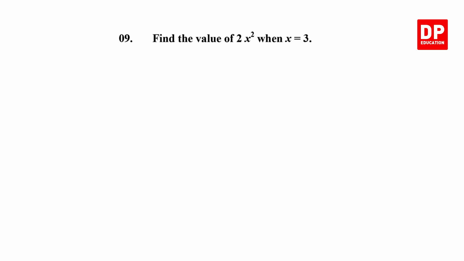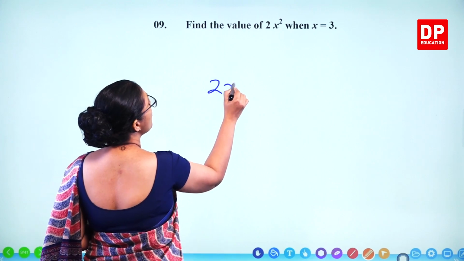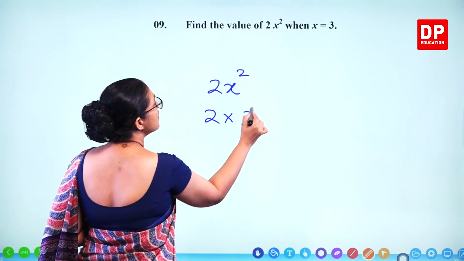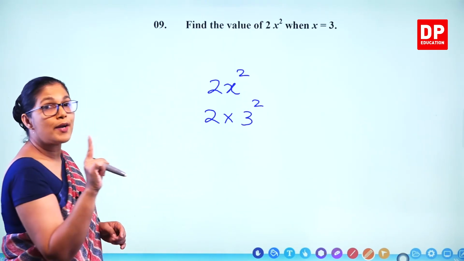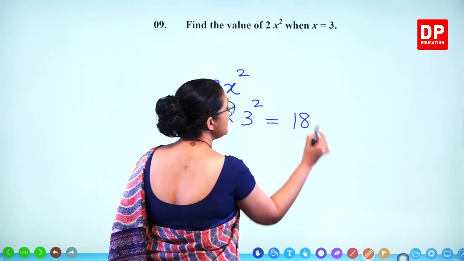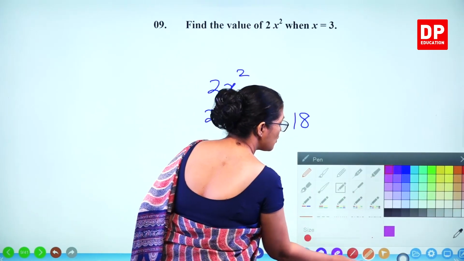Question number 9. Find the value of 2x squared when x equals 3. So, substitute 3 squared. 3 squared means 3 times 3, 9. 9 times 2, 18. You get 2 marks there.